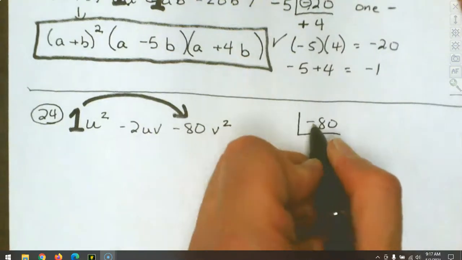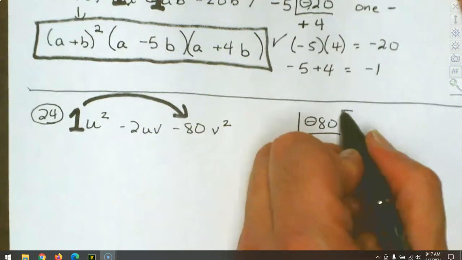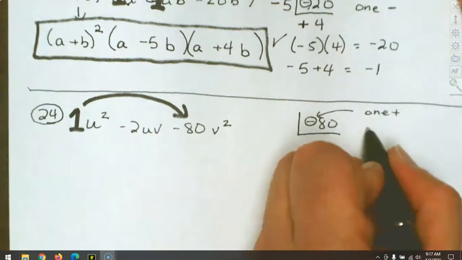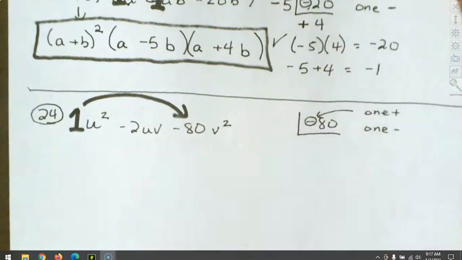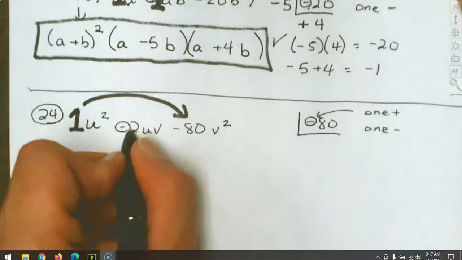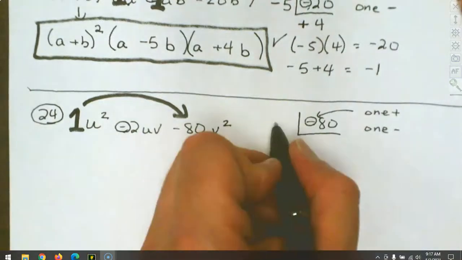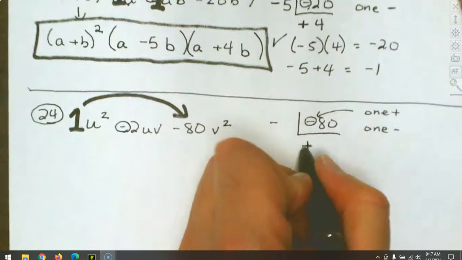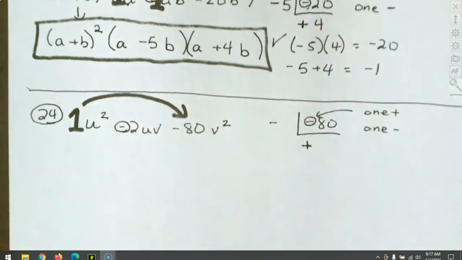Since it's a negative, what do we know? One number's positive, one number's negative. What's the sign in the middle? Negative. So what do we know? Negative goes first because it's larger. Positive is second. How would we factor this out? Does anyone know what the two numbers would be? Anyone want to take a guess?